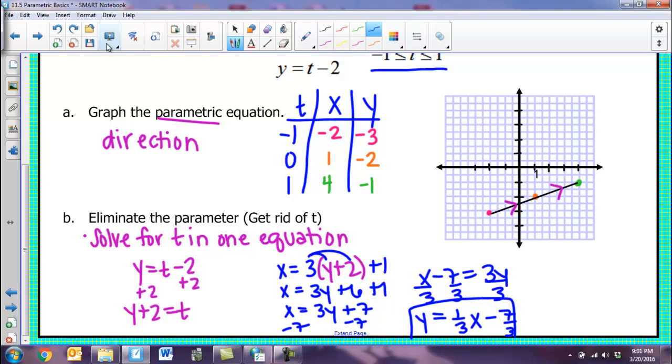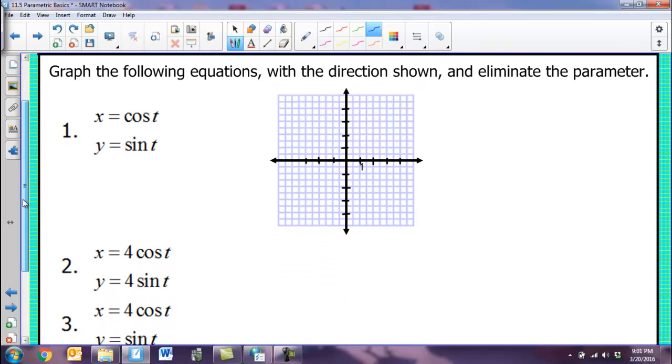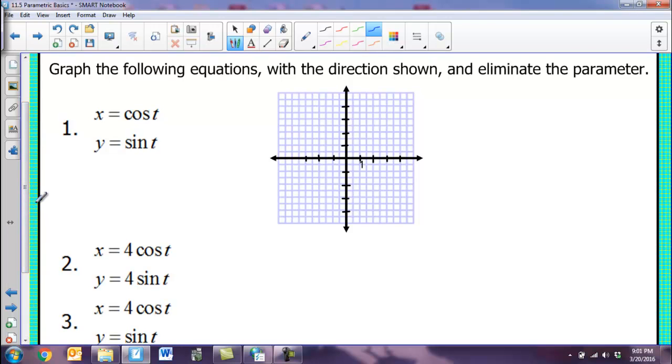A little bit trickier parametric equations, and you'll probably see these a lot. So our goal is to graph the following equations with the direction shown. Again, it's parametric, so we want to tell you where the arrows are, and then eliminate the parameter. So the first thing I'm going to do is actually graph these, and then we're going to try to eliminate the parameter. So again, we're just going to make ourselves a 3-column chart. So we'd have t and x and y, all three of the variables that are represented here.